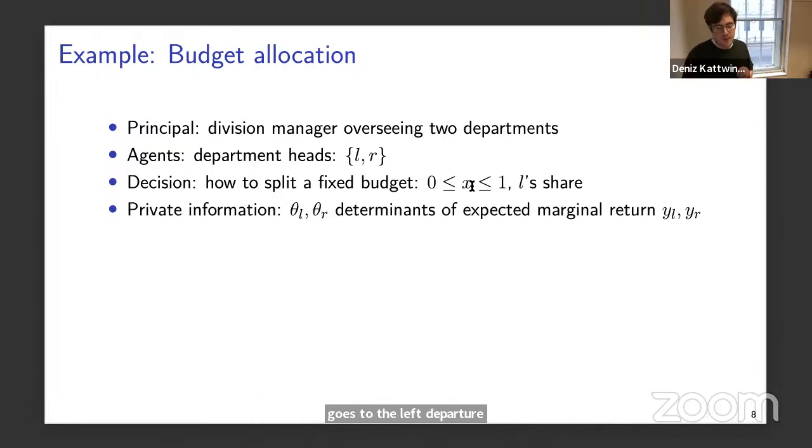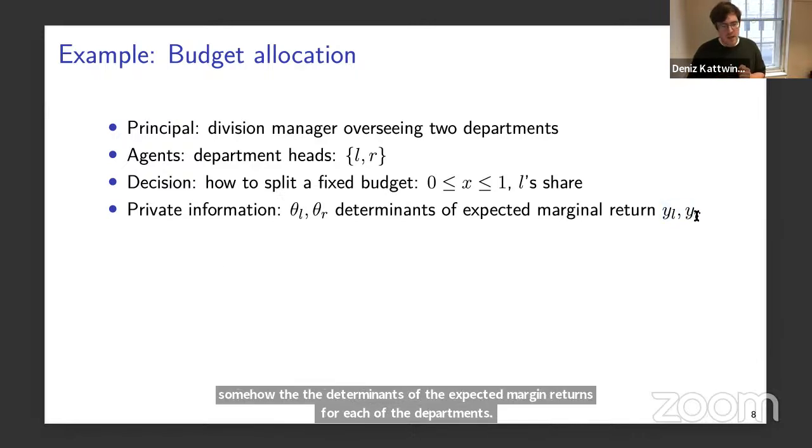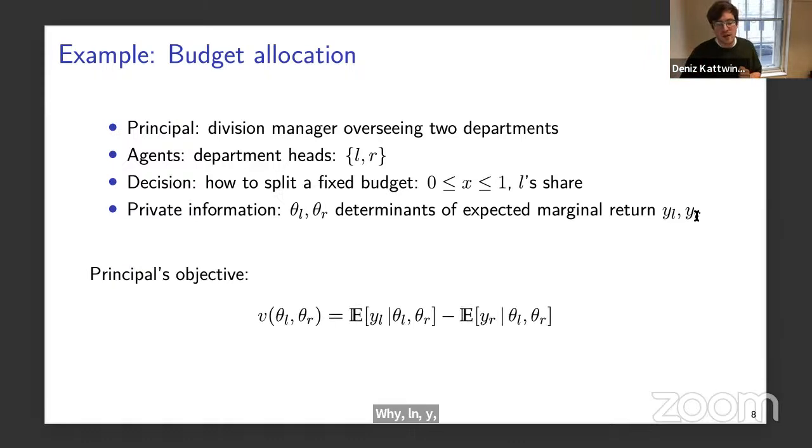We assume that these two department heads have private information, which is theta L and theta R. And this private information is somehow the determinant of the expected marginal returns for each of the departments, YL and YR. And if we then impose our normalization that giving $1 to the right department yields 0, then we get as the principal's objective V this difference. This is the difference of the expected marginal return of giving $1 to the left department rather than to the right department, given the two pieces of information available in the setup. This is going to be our example. We will come back to that. Okay.